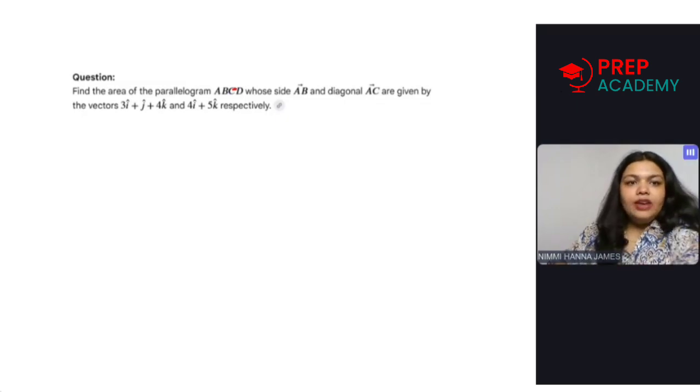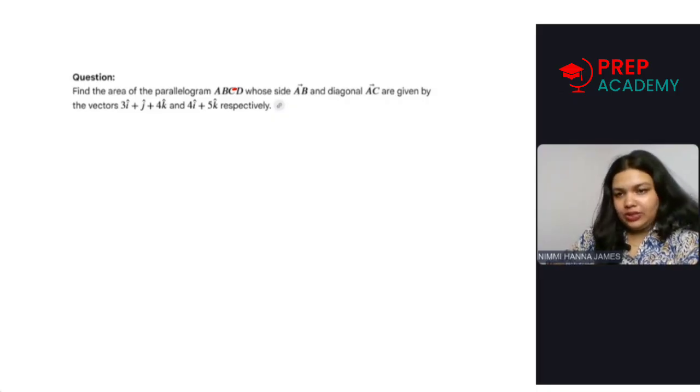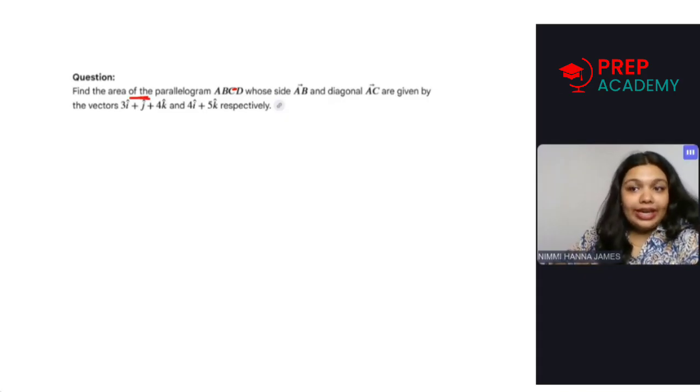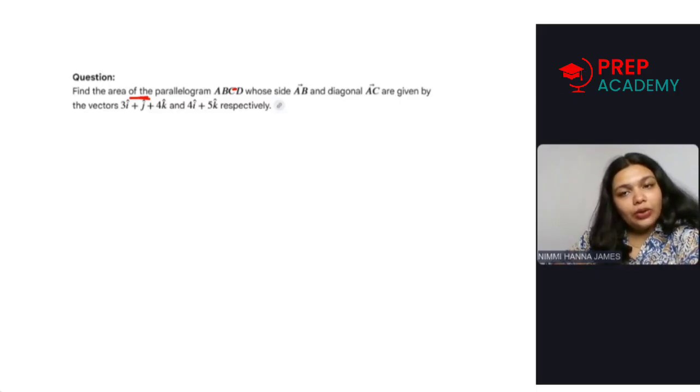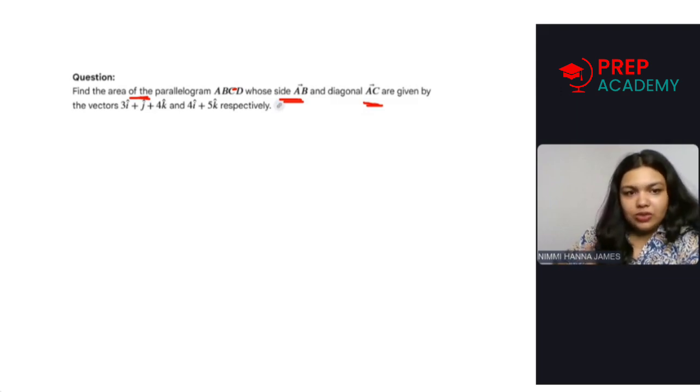The next question. Find the area of the parallelogram ABCD whose side AB and diagonal AC are given by these two vectors. So we want to find the area. So we know the formulas for finding area, correct? By using two diagonals, if we have two diagonals of the parallelogram, and if we have two sides of the parallelogram, we have two different formulas. But here it is given that one side and one diagonal is given. How do we find that? If we had two sides or two diagonals, we could have found using any of those equations.